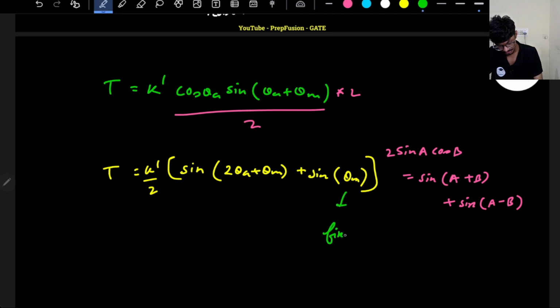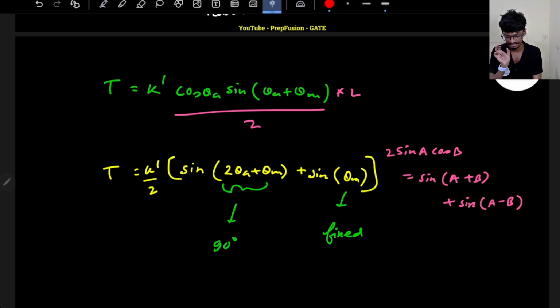Theta M is fixed, right? So this is fixed. So this has to be maximum, because this is only the variable part. So this has to be equal to 90, then only this will be maximum. Whatever is inside the sine must be 90, then it will be maximum.